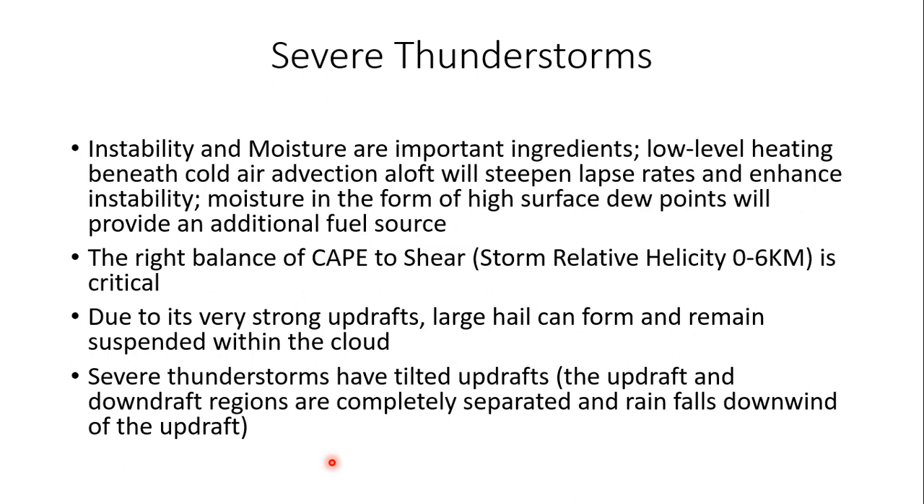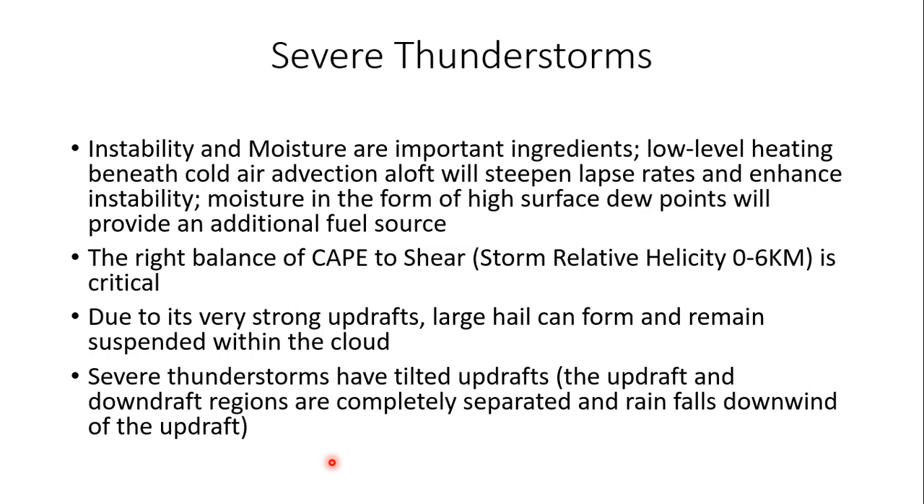And then you want a right balance of CAPE, the convective available potential energy, the vertical lift, the vertical motion. You want that right balance between the CAPE and the shear. The shear or the turning of the wind in the vertical with height. That's known as storm relative helicity. That's one of the most important things to take a look at on a particular day. Looking at a 0 to 6, the surface to 6 kilometers above the surface, that particular area, to see what that turning of the wind looks like. What's the vertical wind shear doing to any rising updrafts?